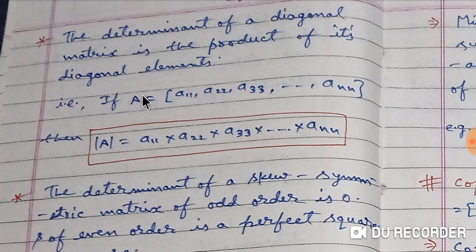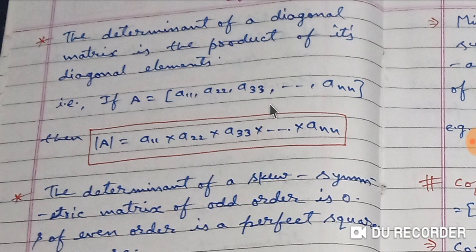But we should write this diagonal matrix in just this way, and these are the diagonal elements of this diagonal matrix. So if we have to find the determinant of this diagonal matrix, we have to just write mod A will be equal to the product of all these diagonal elements. So a11 into a22 into a33, and this goes to ANN. This is the formula for finding the determinant of a diagonal matrix.